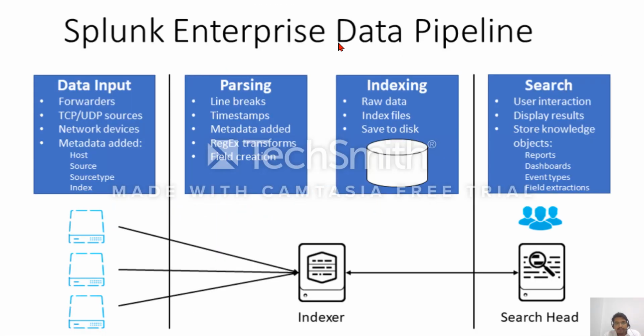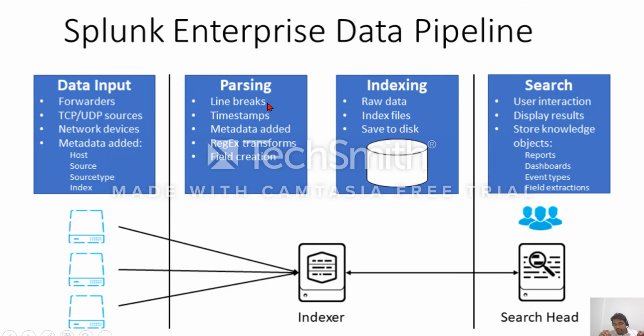How is Splunk working exactly, what is behind it? First, the forwarders are collecting the data from TCP and UDP sources, network devices, and metadata, and sending the data to the indexer. What is the indexer doing? The indexer will do the parsing and indexing.